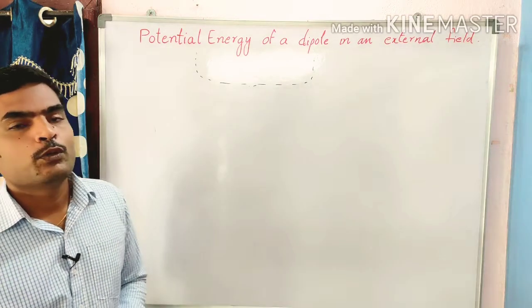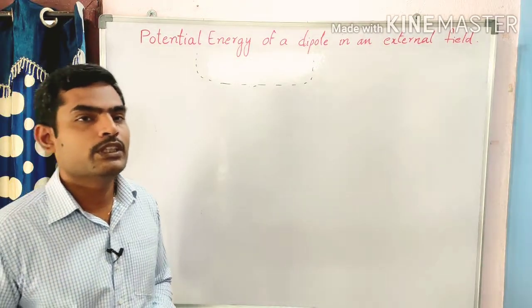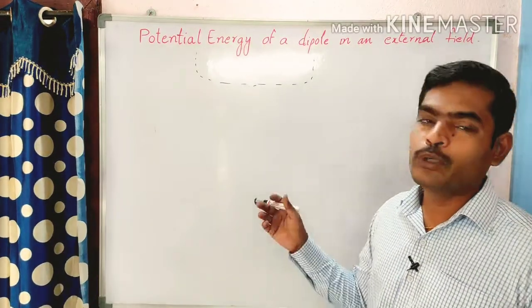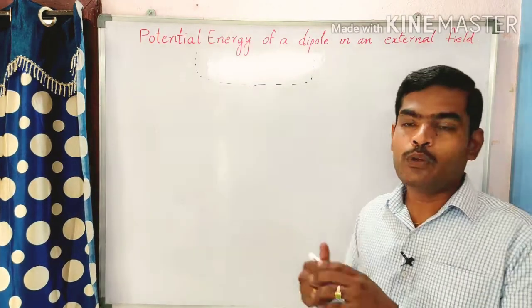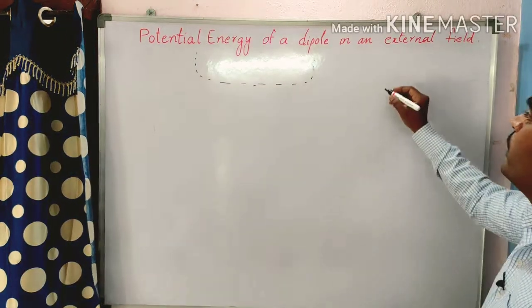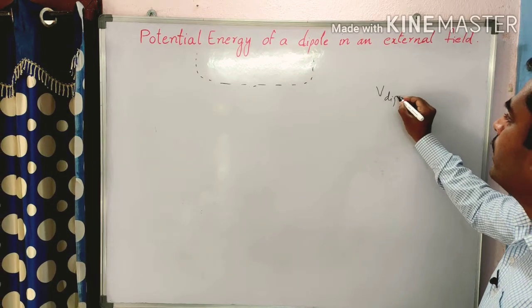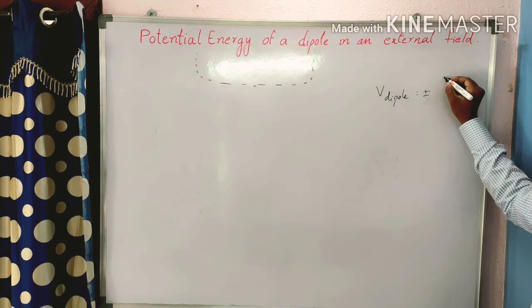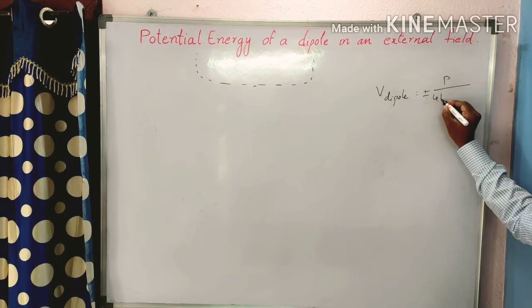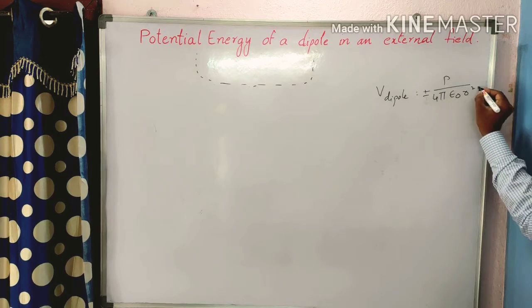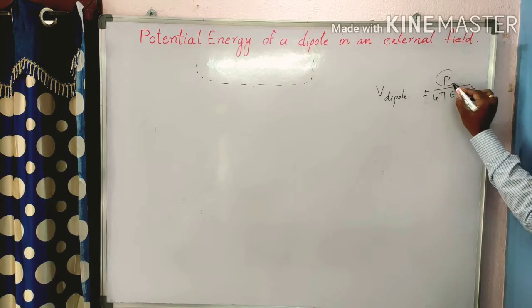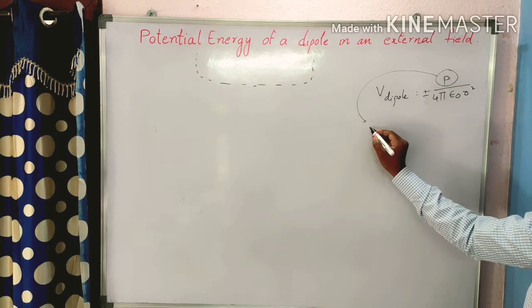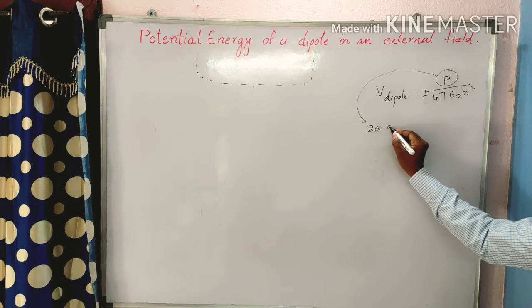Hello friends, we are in fourth chapter, electrostatic potential and capacitance. In our previous video we have seen electric potential due to an electric dipole. There we have seen electric potential due to a dipole as plus or minus P by 4 pi epsilon naught r square, where P stands for dipole moment, which is the product of length of the dipole and charge.